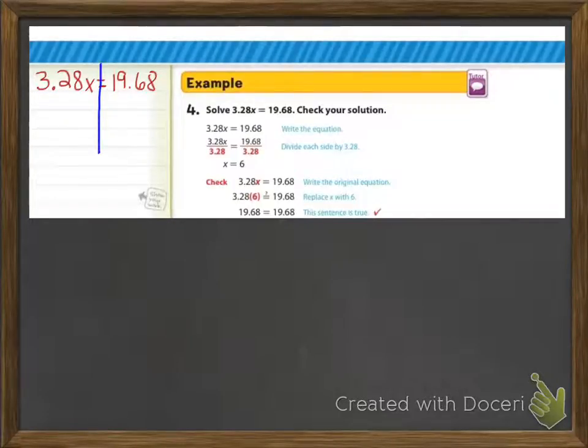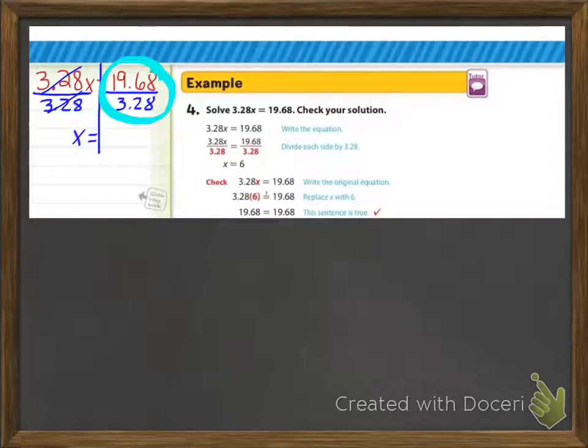Locate your variable. It's right here. But with it is a 3.28. So we're going to divide both sides by 3.28. Now over on the left side where your variable's at, these guys cancel themselves out. So now I get left with x equals something. Well, this right here that I'm circling, we have to figure this out. This reads as 19.68 divided by 3.28.